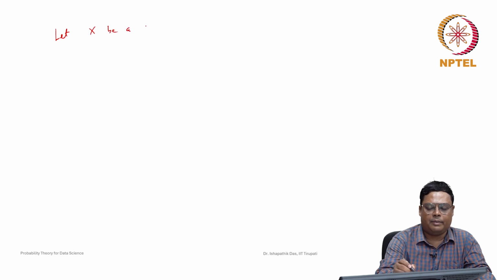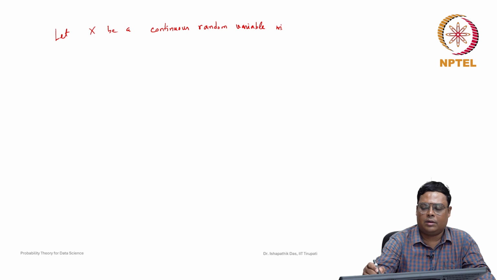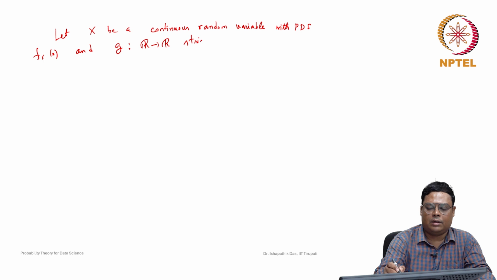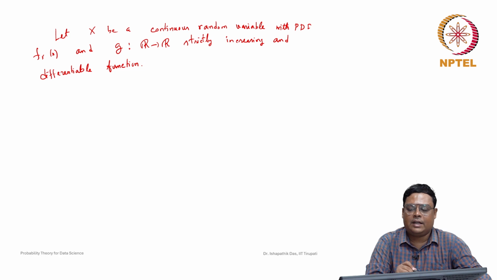What are the conditions? Let X be a continuous random variable with probability density function f_X(x), and g: R to R is a strictly increasing and differentiable function.